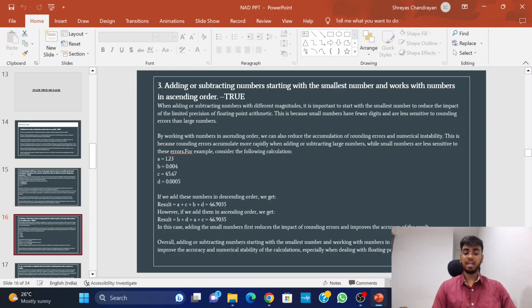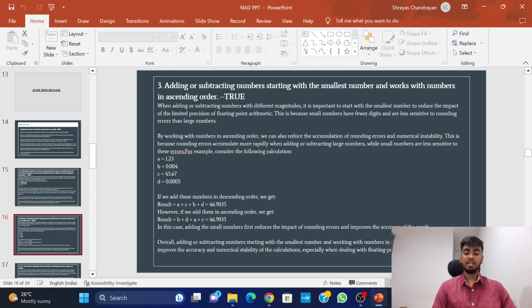This is because rounding errors accumulate more rapidly when adding or subtracting large numbers, while small numbers are less sensitive to these errors. For example, consider the following calculation. A is equal to 1.23, B is equal to 0.004, C is equal to 45.67, and D is equal to 0.0005. If we add these numbers in descending order, we get A plus C plus B plus D, which is equal to 46.9035.